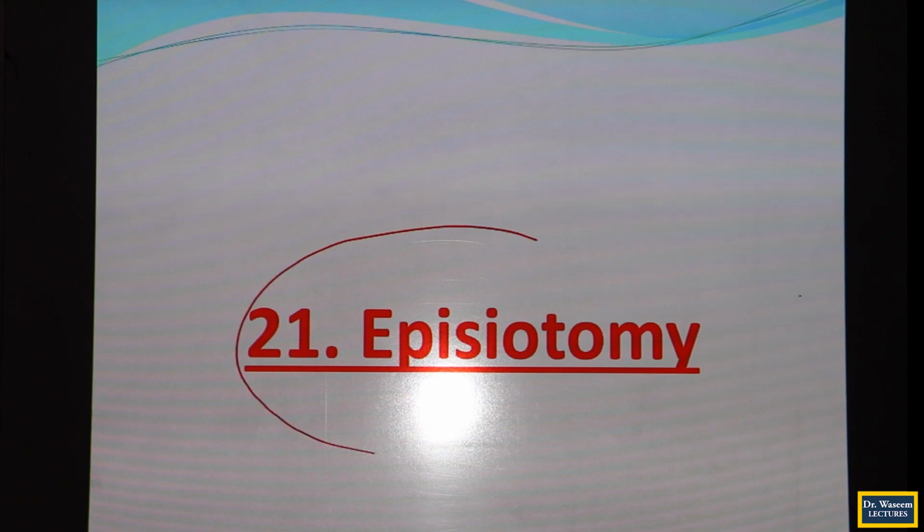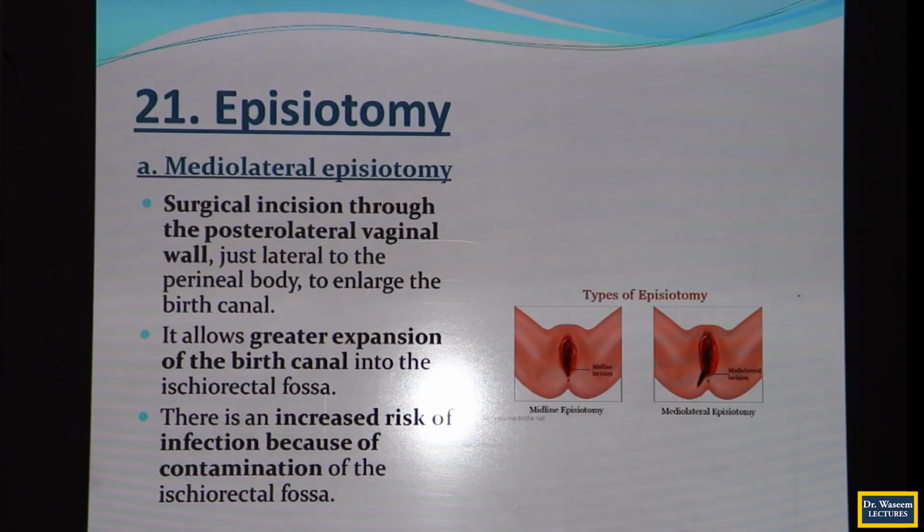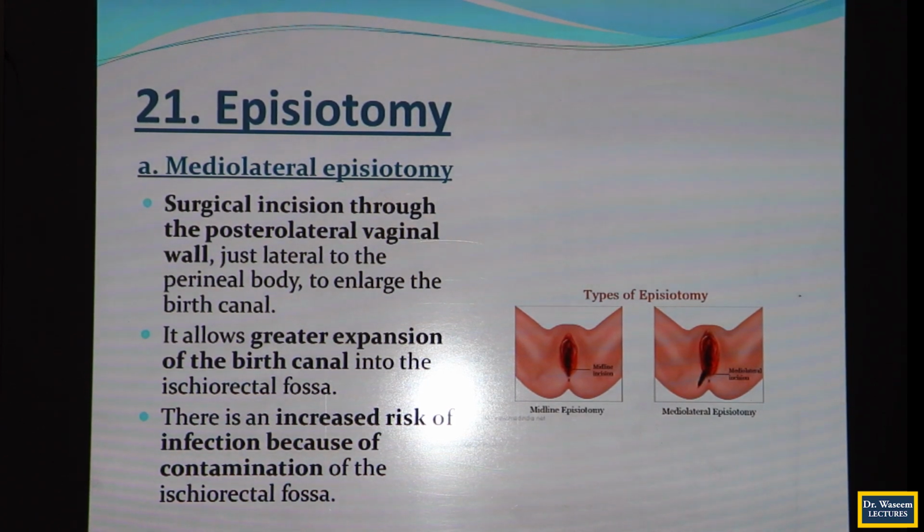Now this is the term episiotomy. Episiotomy is a surgical incision through the perineum, through the wall of the vagina, to increase the diameter and enlarge the birth canal so that the head can easily pass through when there is any chance of obstruction of labor. If there is any problem or delay in the second stage of labor, episiotomy is usually done. It allows a greater expansion of the birth canal.